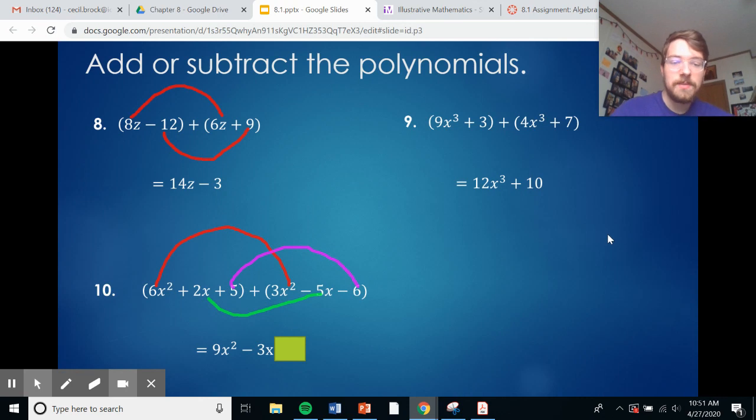And then for this final one, we've got 5 plus -6. It's going to give you -1. So in your final answer, it should be -1. I'm just going to put all of those numbers together. So that is what you need to watch out for.